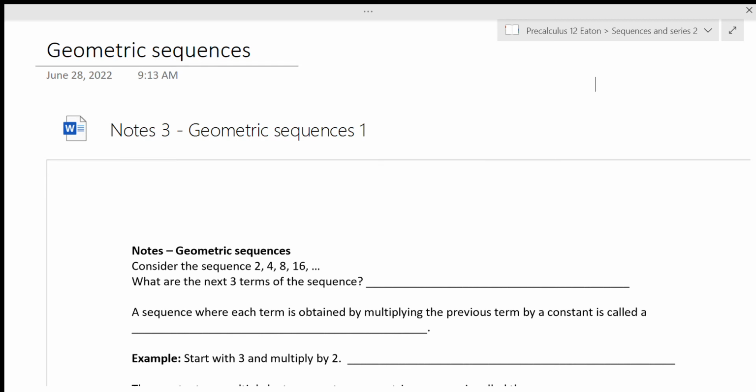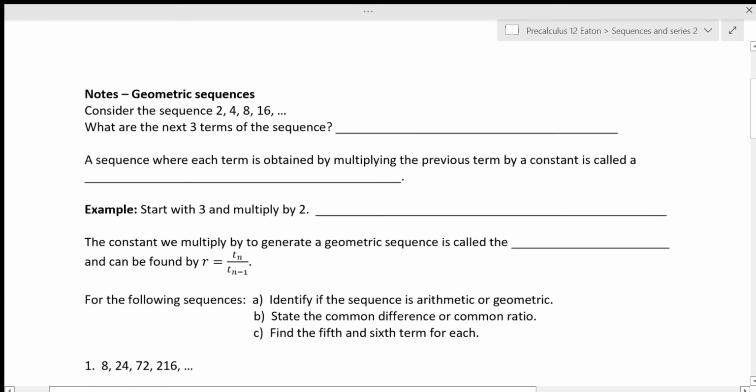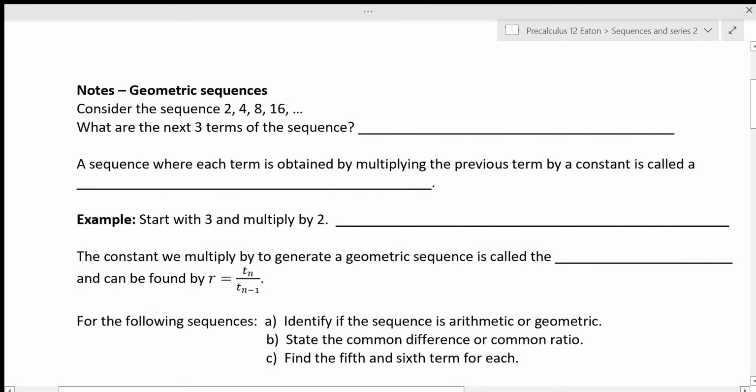In this lesson, we're going to be looking at a different type of sequence other than arithmetic. So let's take a look at an example first. If we have the sequence 2, 4, 8, 16, what number would come next? Well, we're starting with 2. We double it to get 4, double 4 to get 8, double 8 to get 16.